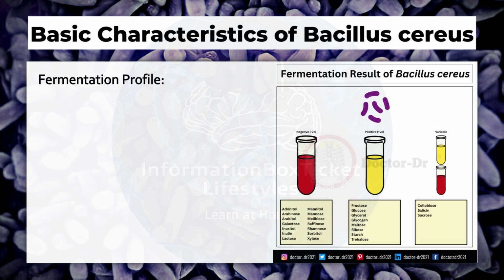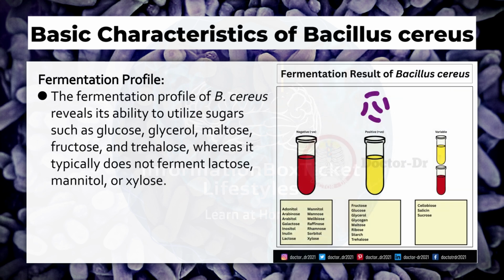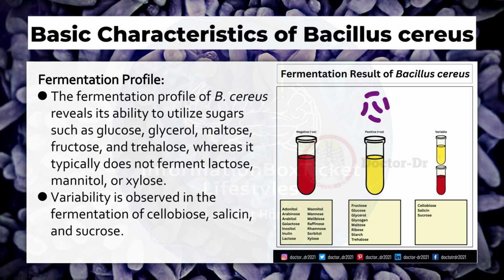Fermentation profile of Bacillus cereus. The fermentation profile of B. cereus reveals its ability to utilize sugars such as glucose, glycerol, maltose, fructose, and trehalose, whereas it typically does not ferment lactose, mannitol, or xylose. Variability is observed in the fermentation of cellobiose, salicin, and sucrose.